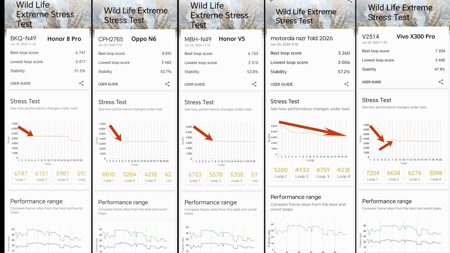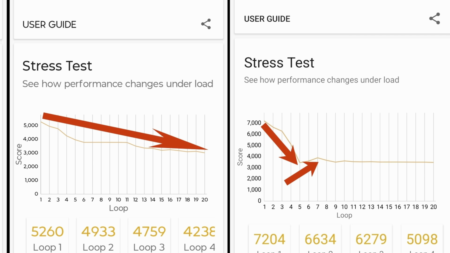So what does that mean? It means the Vivo was able to actually cool down during the process and then pump that performance back up. Now looking at the chart, it didn't stay there very long. It went right back down to its flat line. But you can see this is a 20-minute test. So if you're gaming for 20 minutes, you can see you're going to hit your peak.